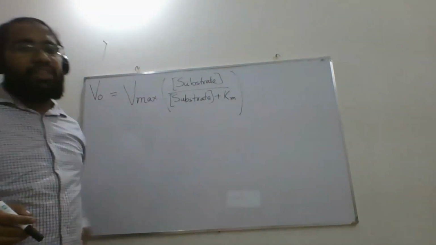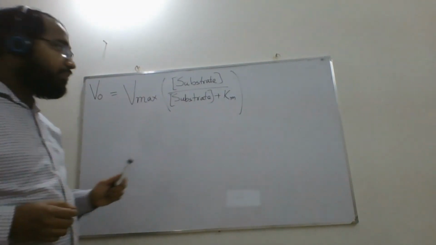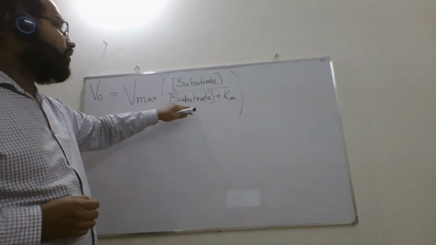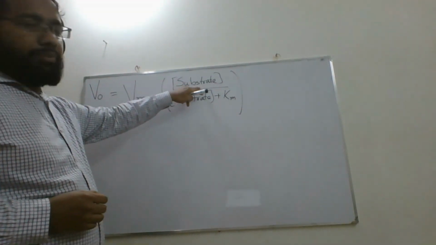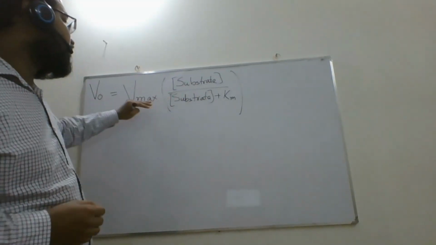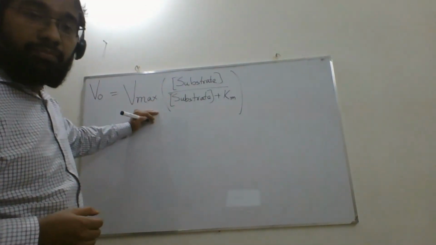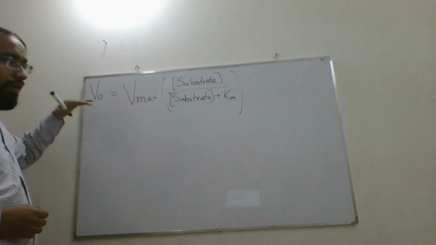V0 equal to Vmax times substrate divided by substrate plus Km. So here Km is the Michaelis-Menten constant, this is the substrate concentration, and this is the Vmax, that means the maximum rate, and this one is our rate.